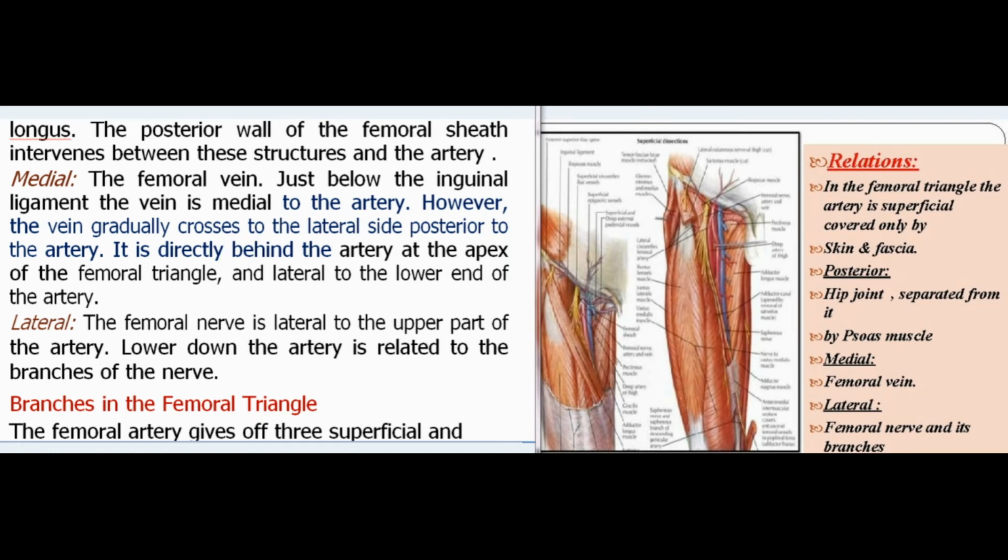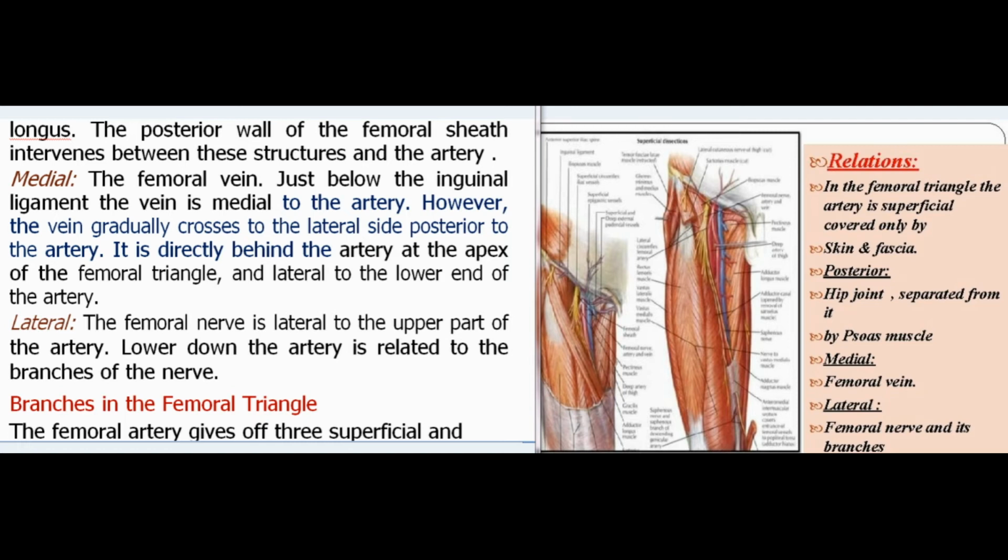It is directly behind the artery at the apex of the femoral triangle, and lateral to the lower end of the artery. Lateral: the femoral nerve is lateral to the upper part of the artery. Lower down, the artery is related to the branches of the nerve.